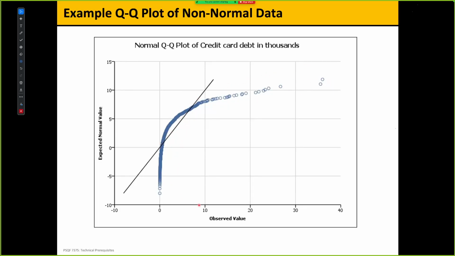So oftentimes, this is a QQ plot of credit card debt in thousands. Not a great topic to talk about. I guess better than talking about going to the dentist, but maybe, I don't know. Anyway, that is something where you might want to consider a variable transformation, perhaps, right? Or a different type of error distribution.